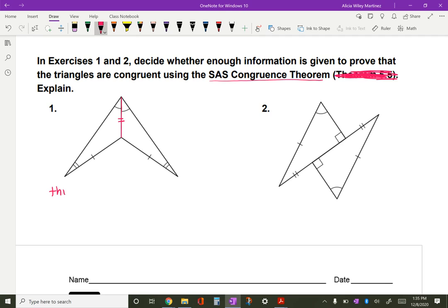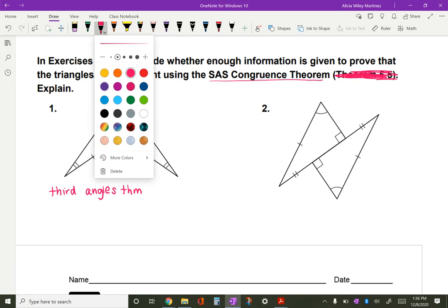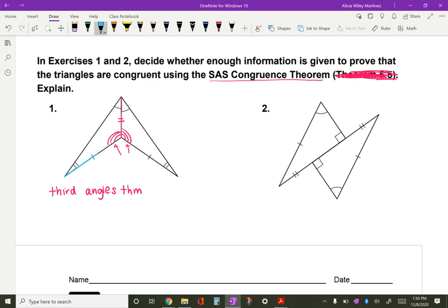If you remember the Third Angles Theorem, which states that if two angles are congruent in two triangles, then the third angle is also congruent in each of those triangles. Okay, so since this angle is congruent to this angle and this angle is congruent to this angle, the third angle of each of those triangles has to also be congruent. And if you notice, that third angle is the included angle. It is in between those two sides. So this side and this side, right? It's in between them. So I can definitely say that yes, this is congruent by side-angle-side.